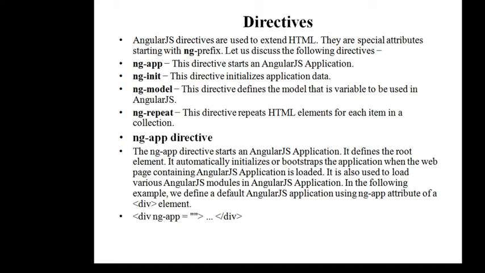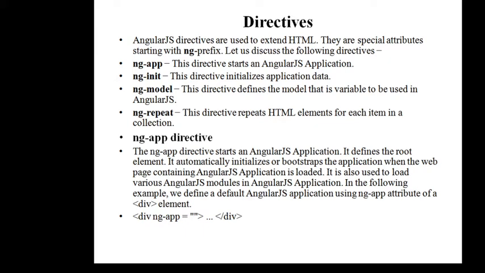Now next point is the directives. AngularJS directives are used to extend the HTML. They are special attributes starting with the ng prefix. Let us discuss the following directives. There are four types of directives. First is ng-app, second ng-init, third ng-model, fourth ng-repeat. But first let's start with one by one.